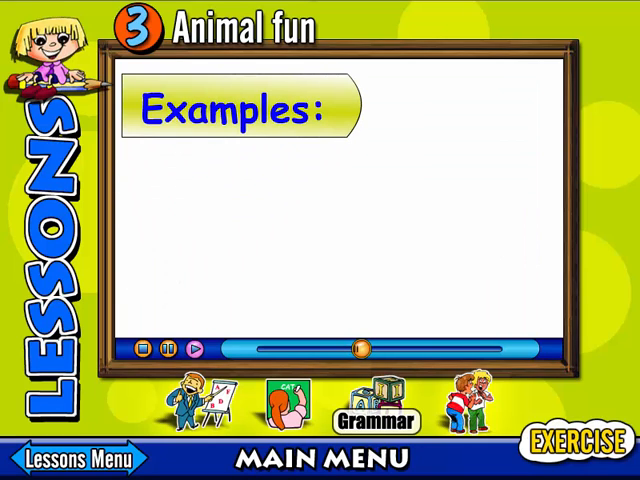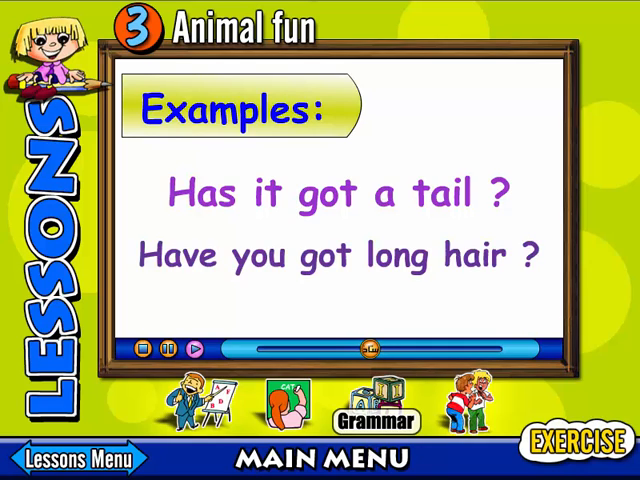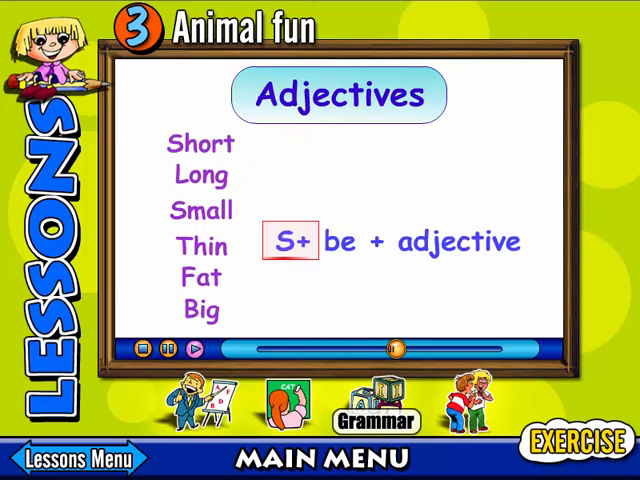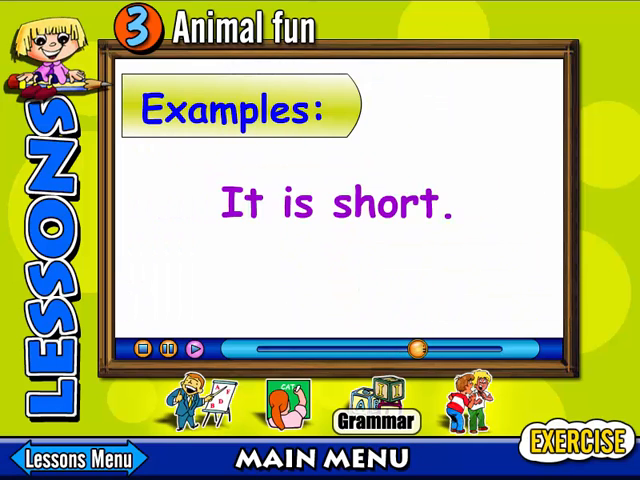Examples: has it got a tail? Have you got long hair? Adjectives: short, long, small, thin, fat, big. Subject plus verb to be plus adjective. Examples: it's short, they are big.